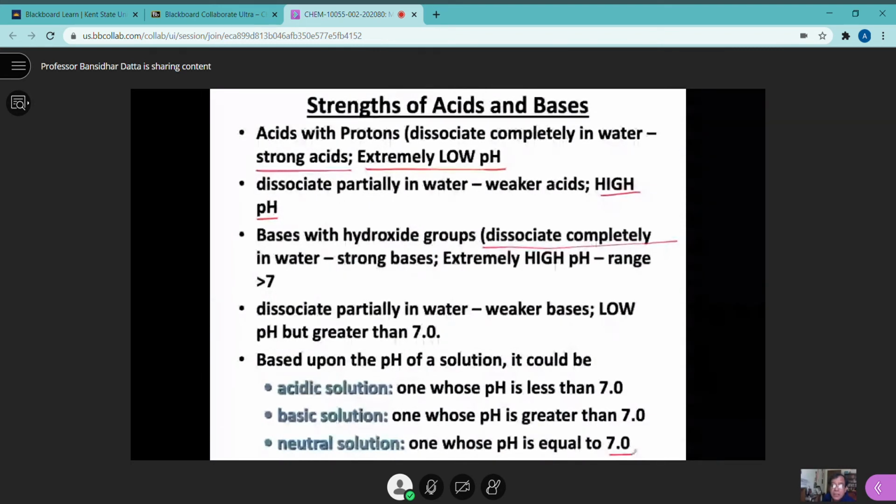Can someone give me a name of a neutral solution? Does anyone know a neutral solution that we use routinely every day? Water. Yeah. So water has a pH of approximately 7.0.